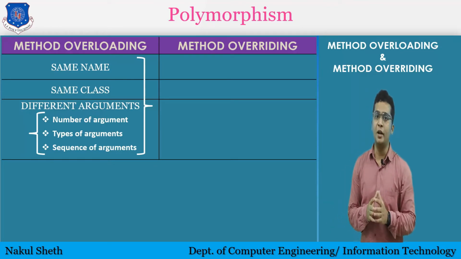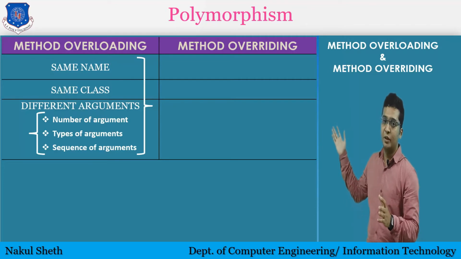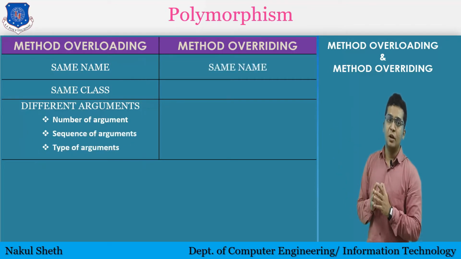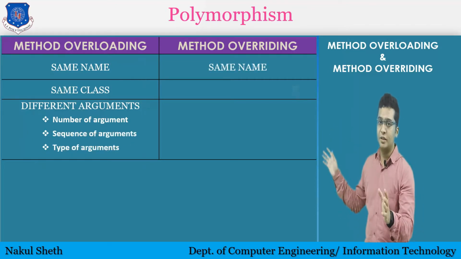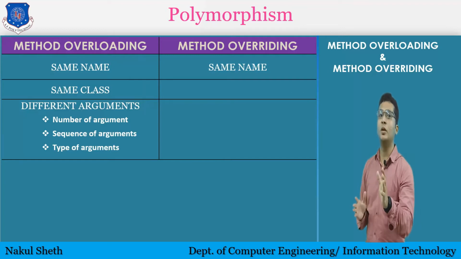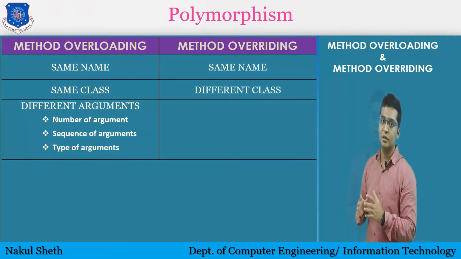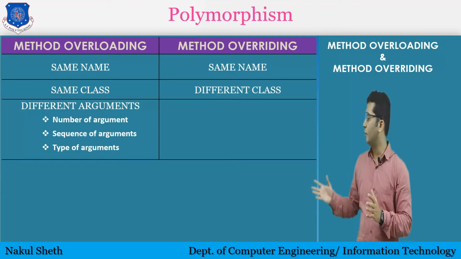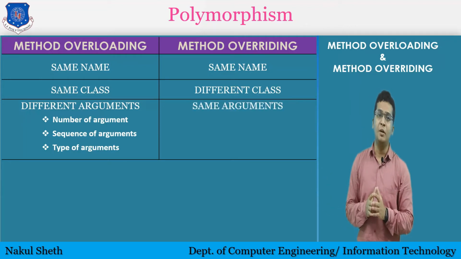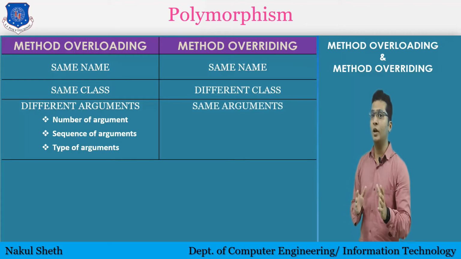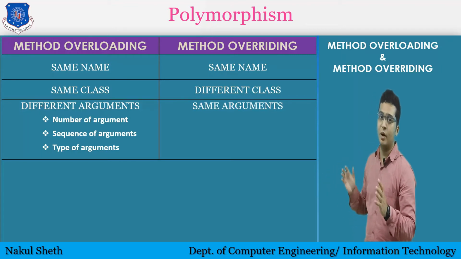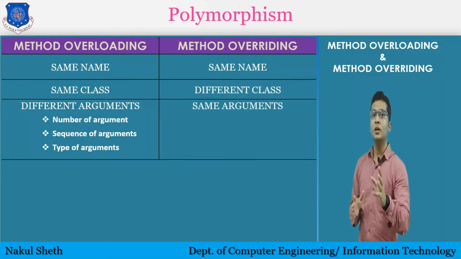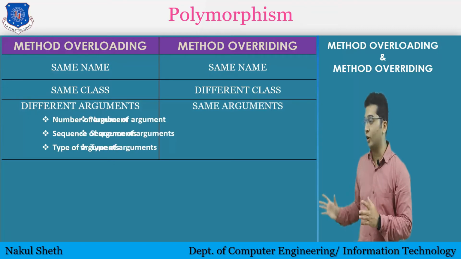Now we are talking about another term, that is method overriding. In method overriding, there are multiple methods with same name. Now, if we are talking about their classes, then those methods must be in different classes. In method overloading, methods have different argument, but in method overriding, we have to make those arguments as same arguments.